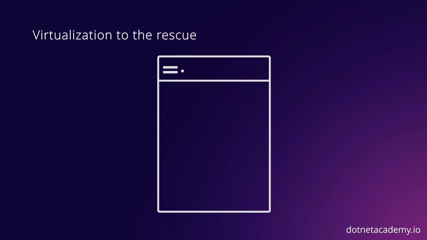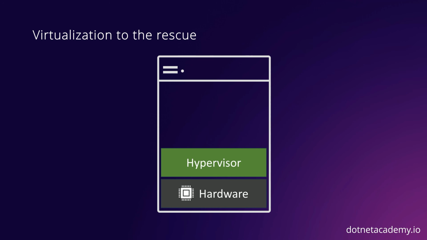Virtualization in the form of virtual machines came to address many of these bare metal deployment issues. Let's see how it works. We start again with the physical hardware, like your CPU, RAM, and disk. But above it, there is a special piece of software called the hypervisor. You can think of the hypervisor as a resource manager.